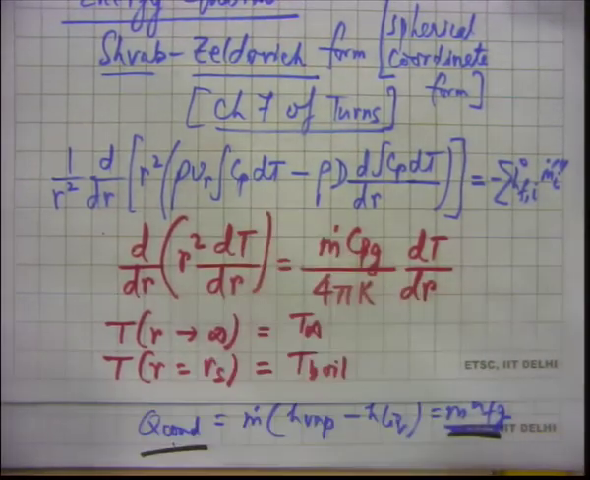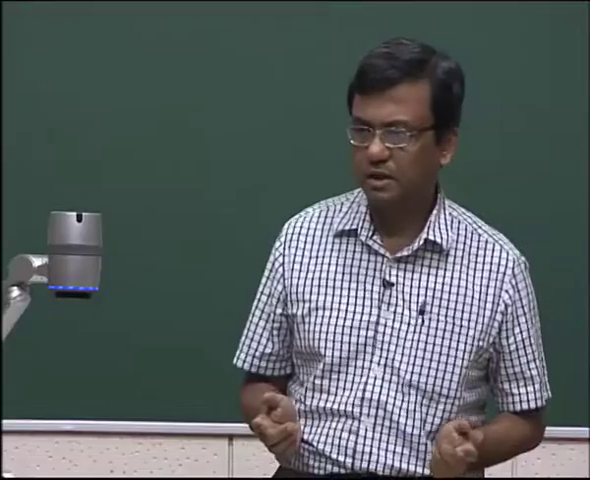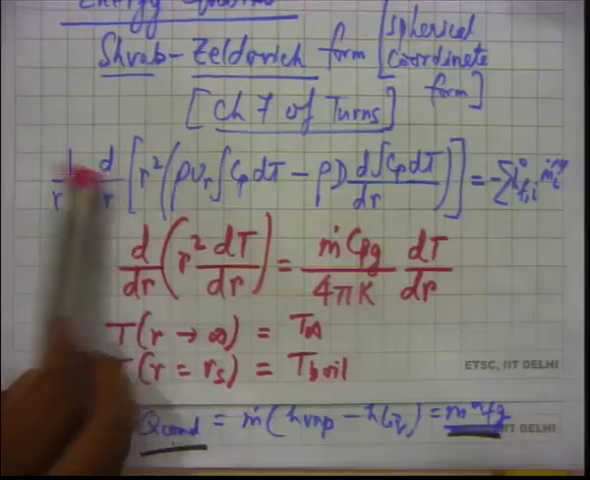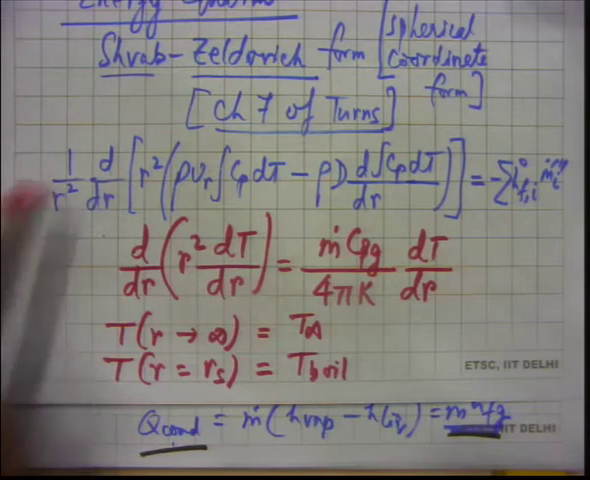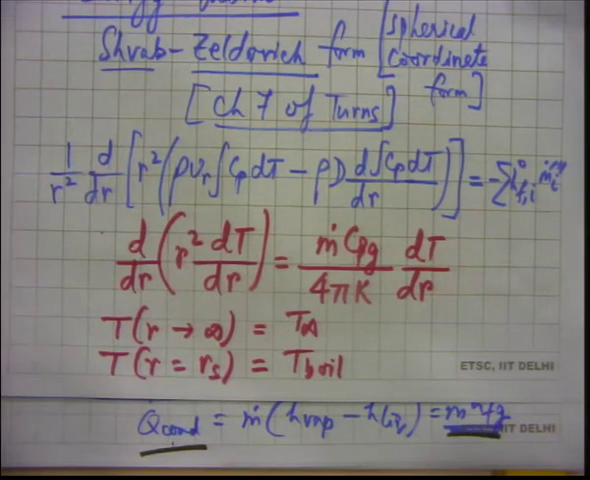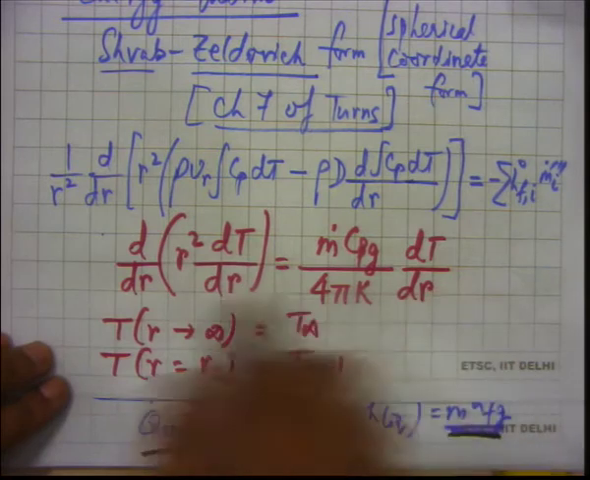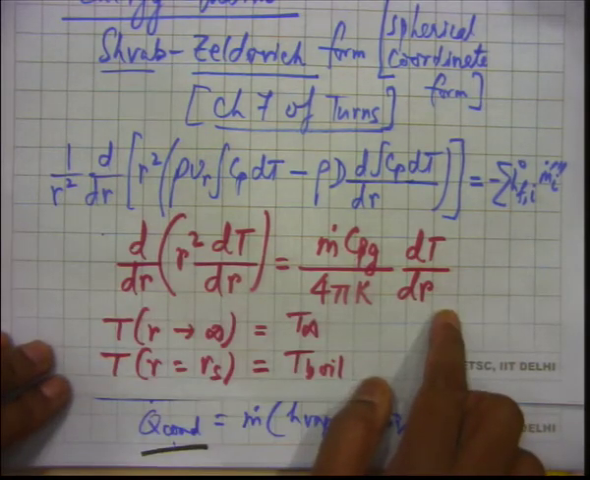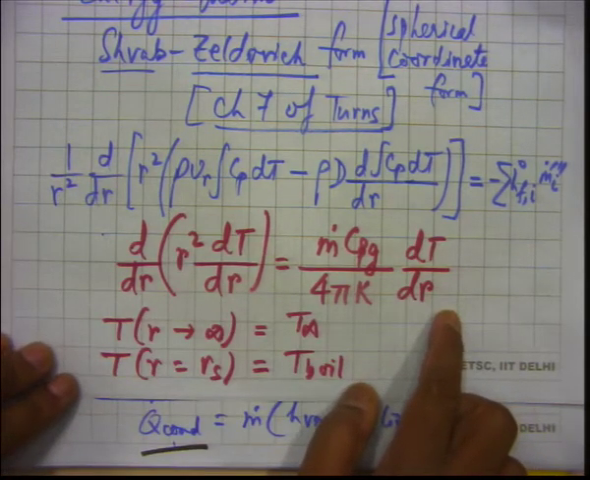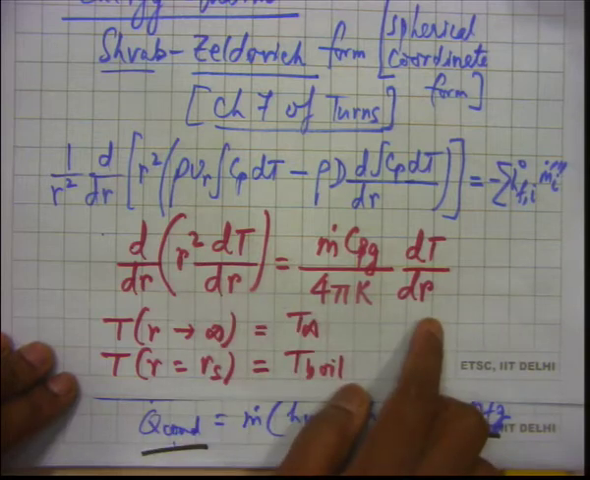This part written in red was the energy equation, and these two are the boundary conditions. So, we started with the Schwab-Zeldovich form of the energy equation in spherical coordinates. That was this one, and from that, taking constant properties and knowing m dot equal to constant, we get this energy equation, and we understand that it can be integrated easily. It is not very difficult to do this.